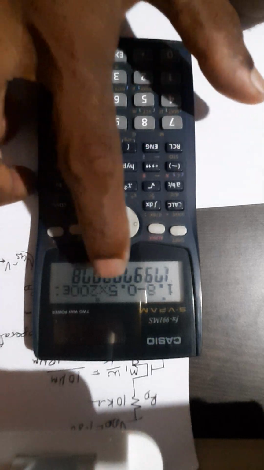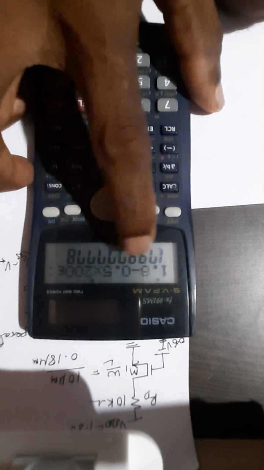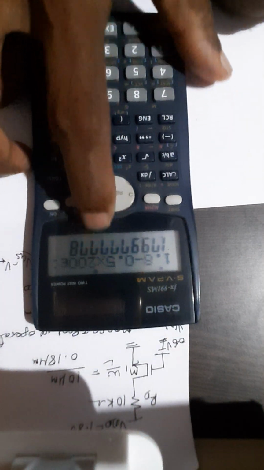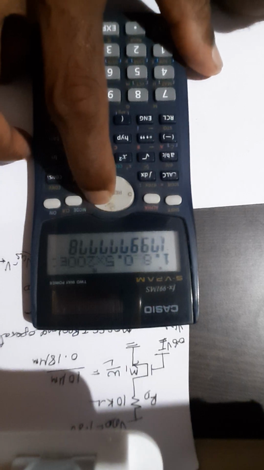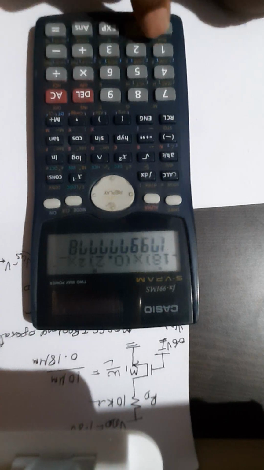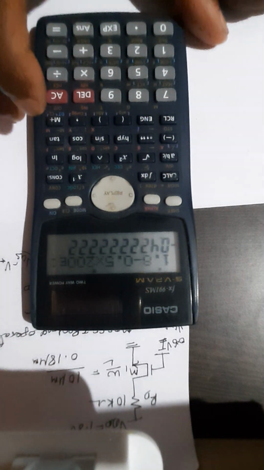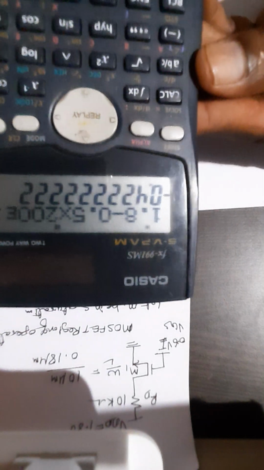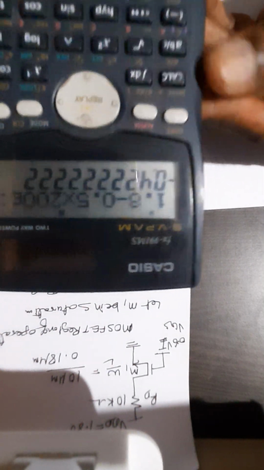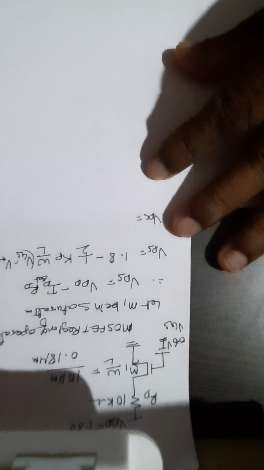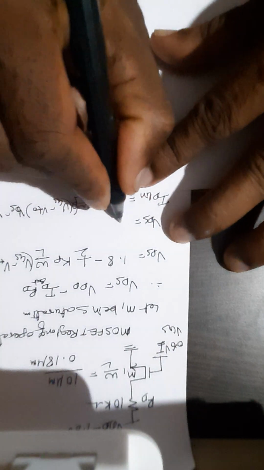It shows 1.799 volt. It is not 1.799 volt because it is 1.8 minus ID into RD. I didn't multiply RD, so I have to multiply RD now. So let me multiply RD, which is 10 exponential 3, which is 10k. If you substitute now and find out, it's actually coming out to be minus 0.442.